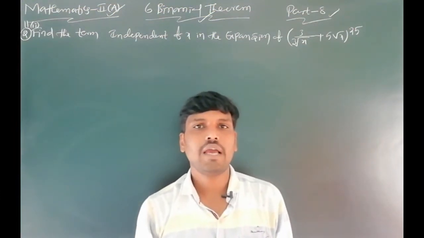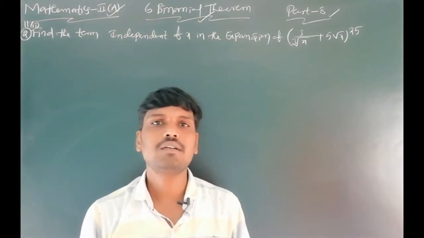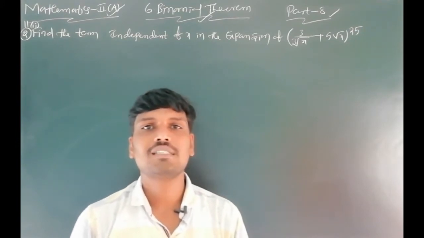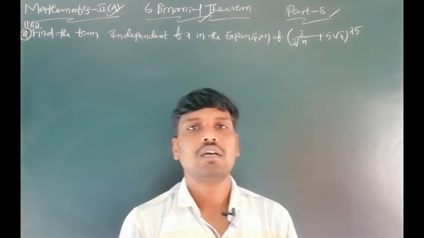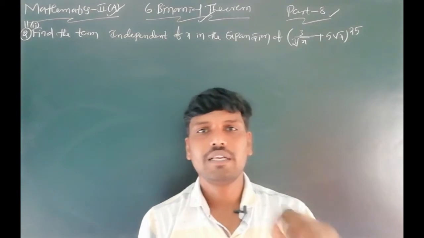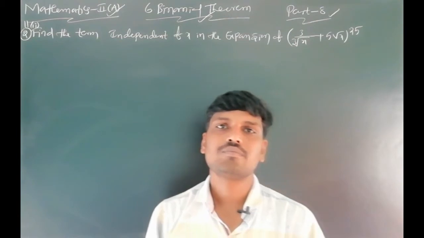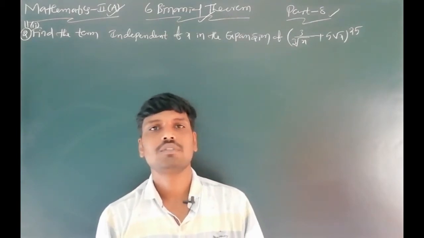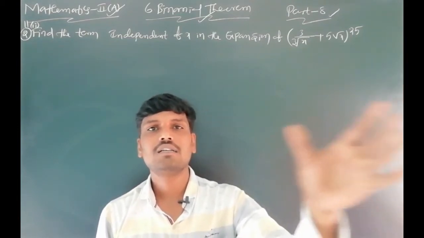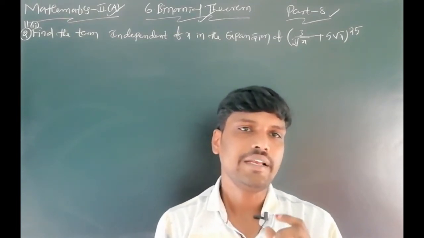Today's topic is the independent term. What is the meaning of independent term? Independent term is nothing but the constant term, or the coefficient of x power 0. The coefficient of x power 0 is called the independent term or constant term in the expansion. In this problem, first find the general term. After that, set the power of x equal to 0, then that term is the constant term. That constant term is called the independent term.